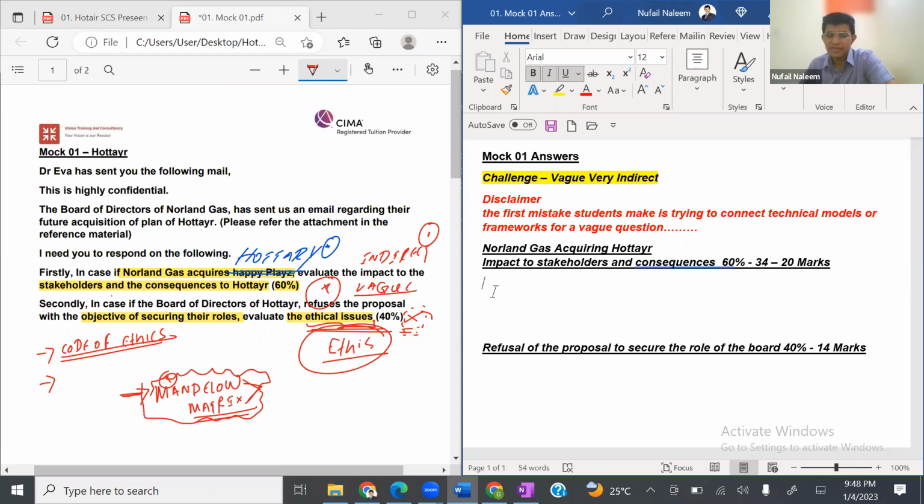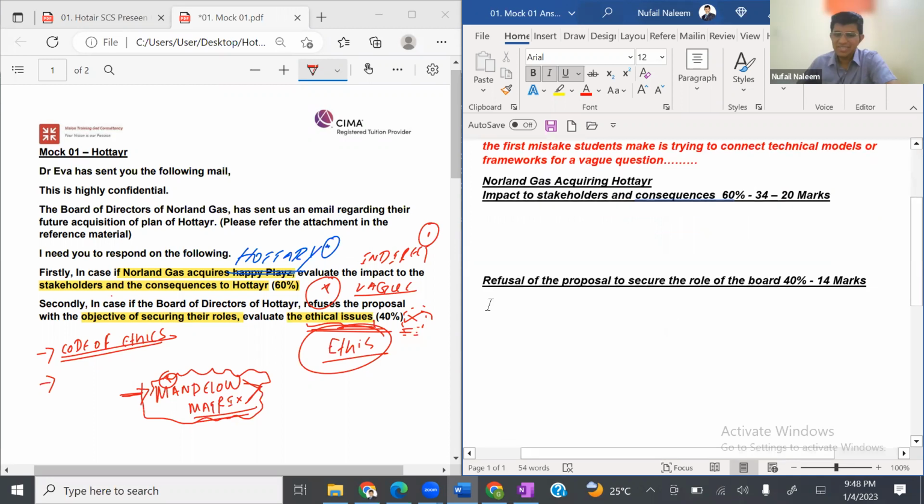If you just write by mugging up point by point, like that, you won't get marks. It should be like a story, interconnected from start till end. Now, the second one, students, if I'm not mistaken, is refusal of the proposal to secure the role of the board. And once again, you need to tell the ethical issues associated with that, so that you will be able to score properly in the examination.